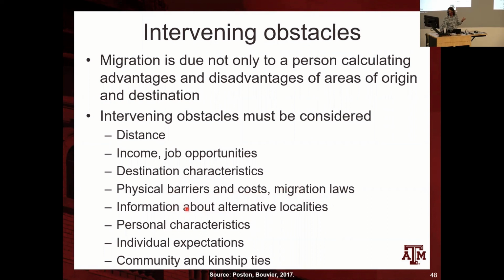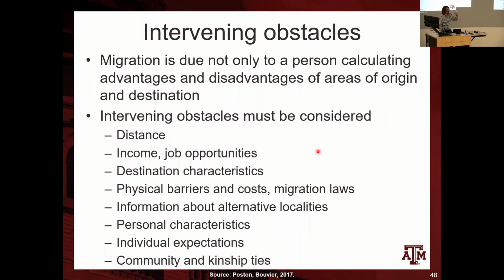What is my information about alternative localities? What do I know about these other places? Maybe one country might have better job opportunities for me, but I just know about this one because that's where I have friends and relatives. So I tend to move to that one instead of this. Personal characteristics, individual expectations, my age, my level of income, my level of education, all that. What do we expect in my own life? All that has influence. Do I know people in the areas of destination? What is my social network? Social network is an important factor here, right?